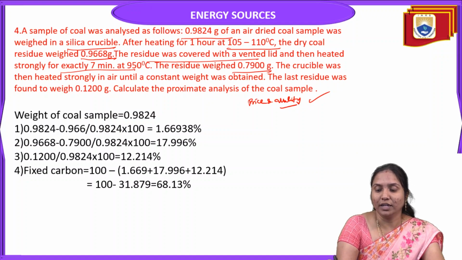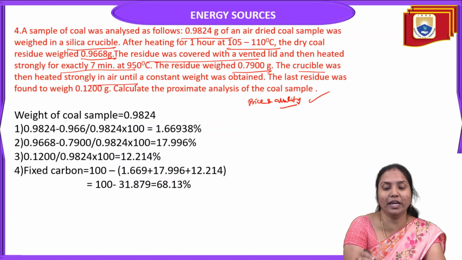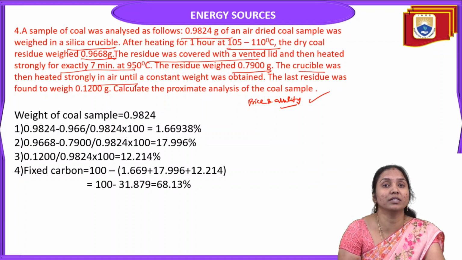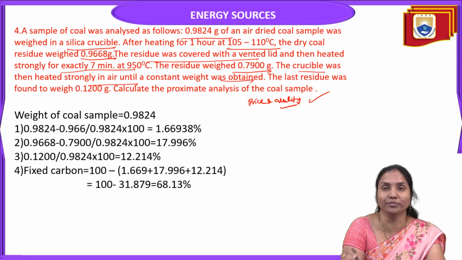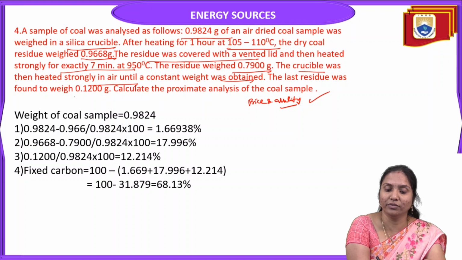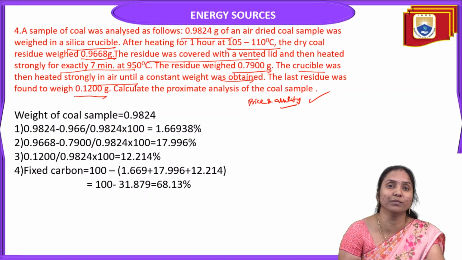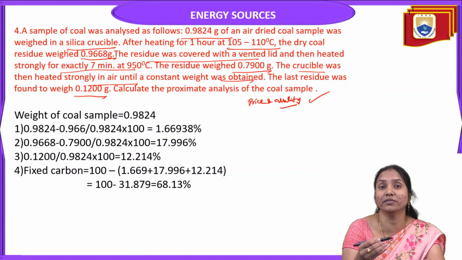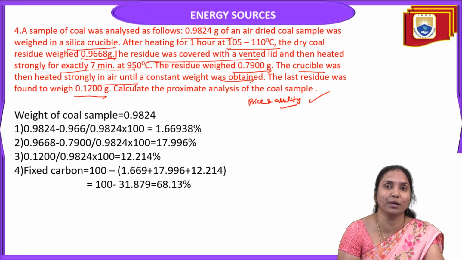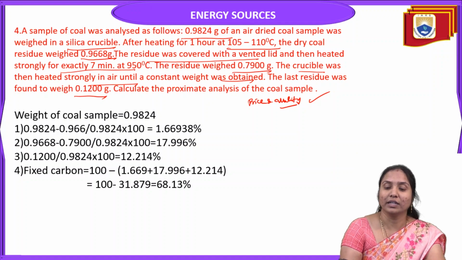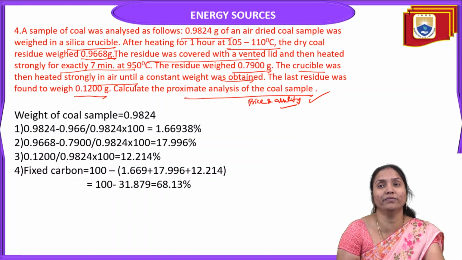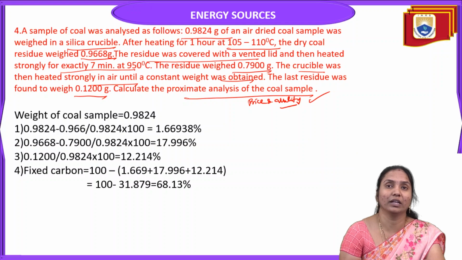Next, the crucible was heated strongly in air until constant weight was obtained. The last residue was found to weigh 0.1200 grams. Here also the loss in weight is expressed as the percentage of ash present in the coal sample. Now calculate the proximate analysis of the coal sample.